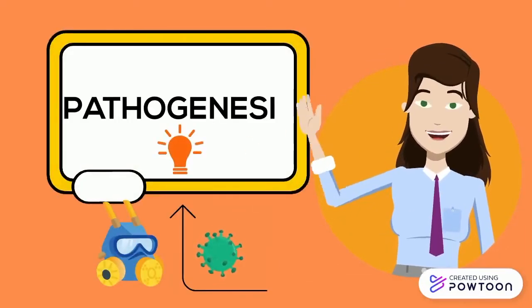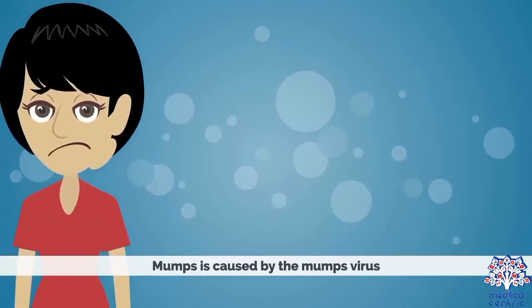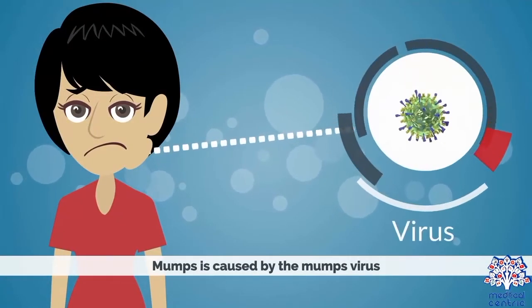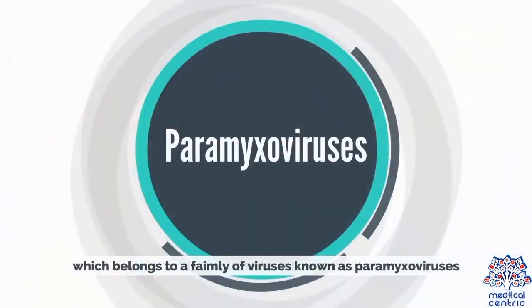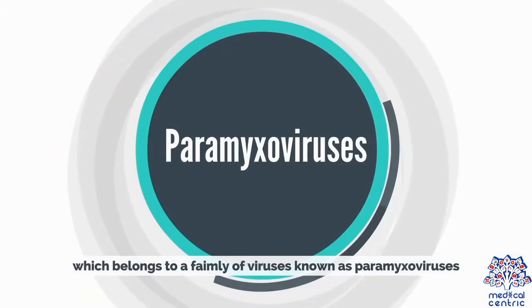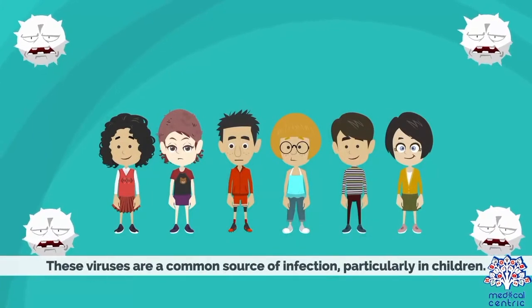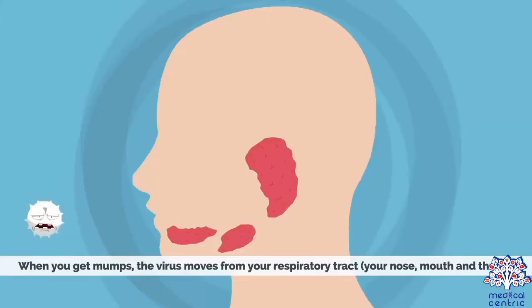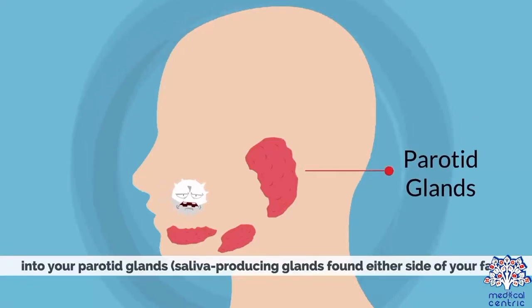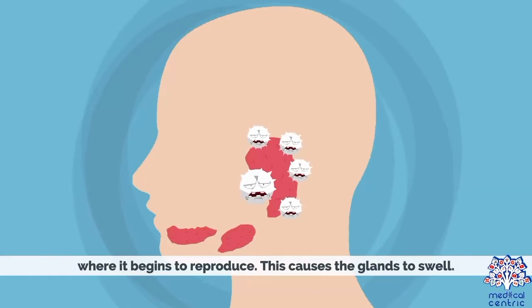Pathogenesis. Mumps is caused by the mumps virus, which belongs to a family of viruses known as paramyxoviruses. These viruses are a common source of infection, particularly in children. When you get mumps, the virus moves from your respiratory tract, your nose, mouth, and throat into your parotid glands, or the saliva-producing glands found on either side of your face, where it begins to reproduce. This causes the glands to swell.